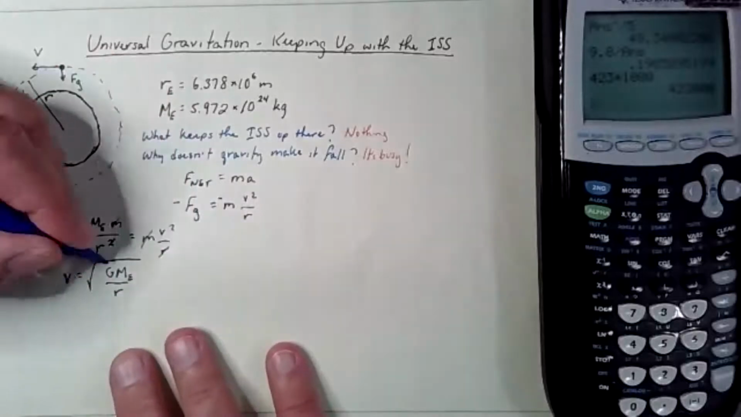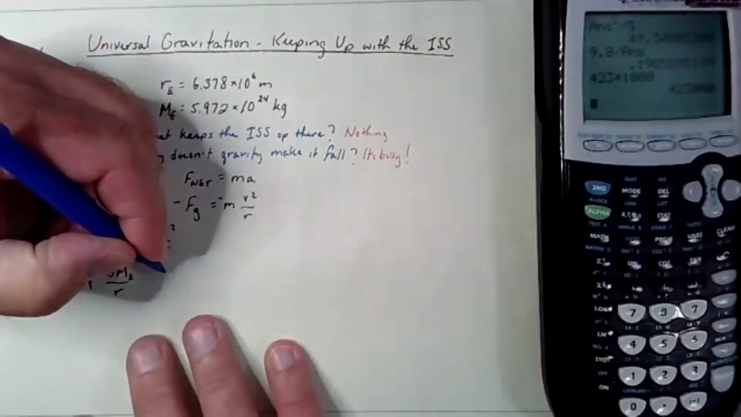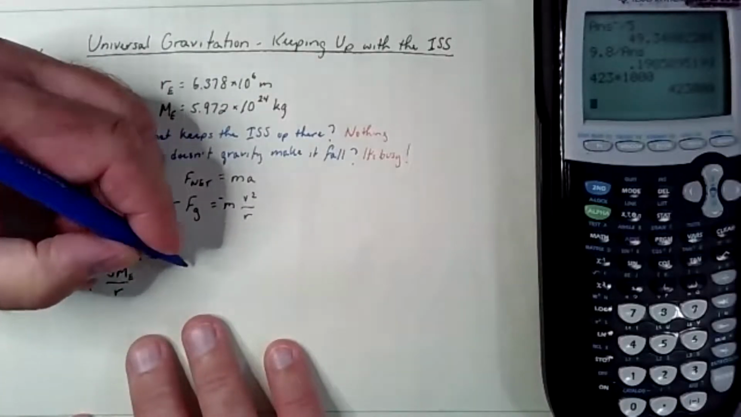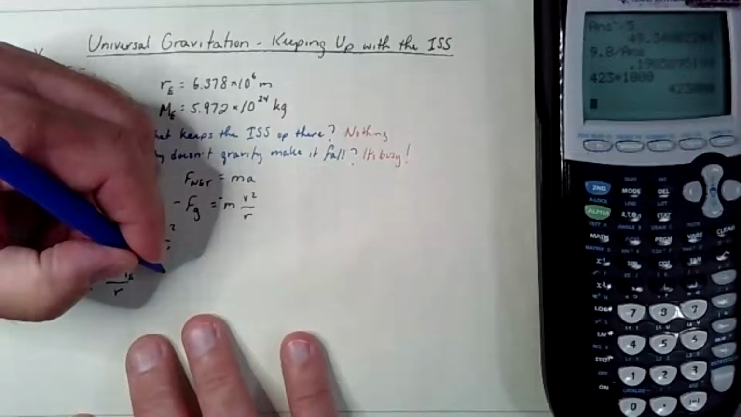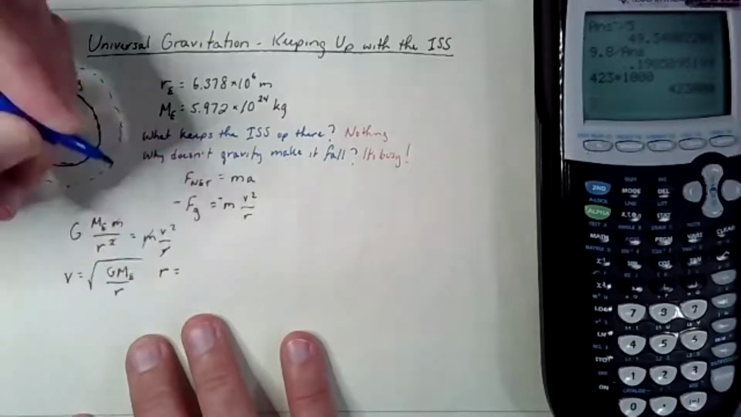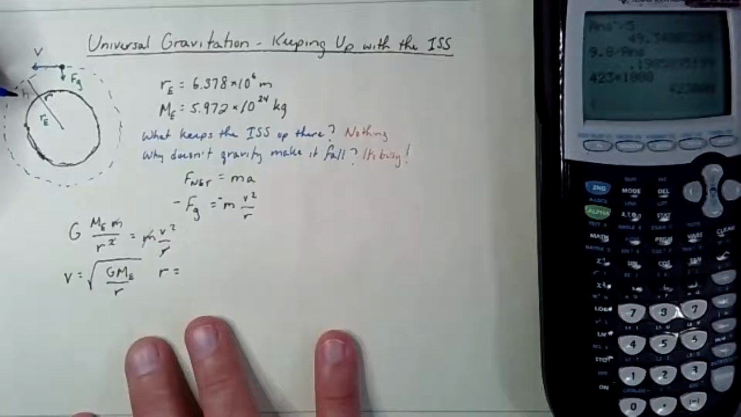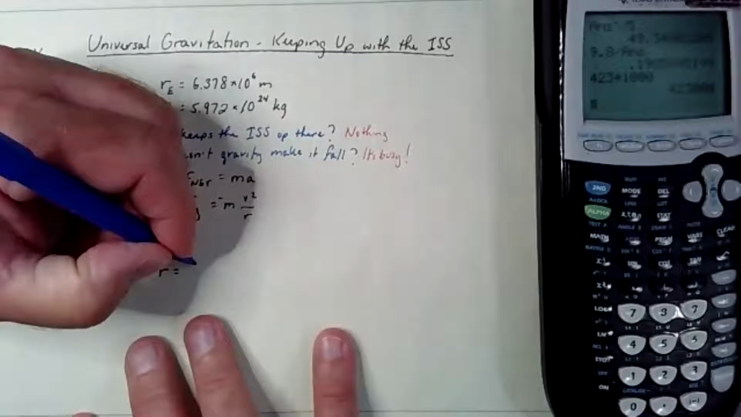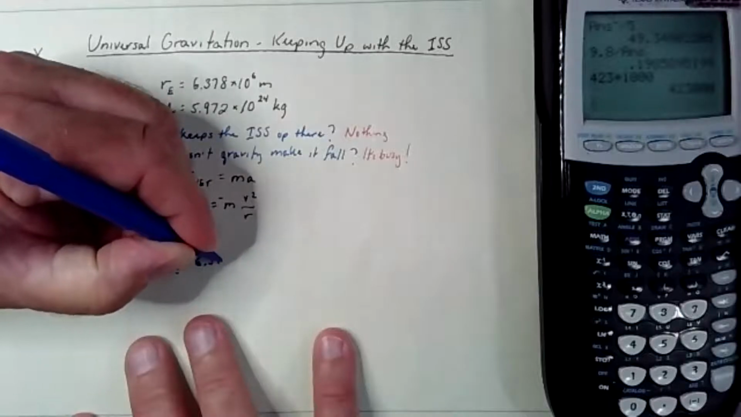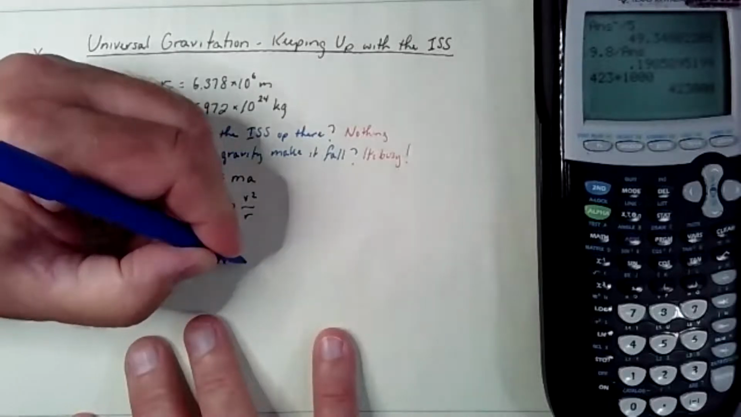Great, so let's find out what the speed of the International Space Station is supposed to be in SI units. So for starters, we have to figure out what R is. We have the radius of the Earth, and then the altitude is 423 kilometers. So we'll take the radius of the Earth, that's 6.378 times 10 to the 6.